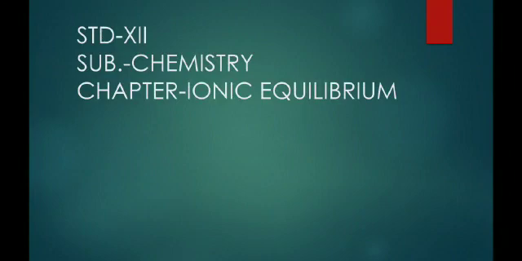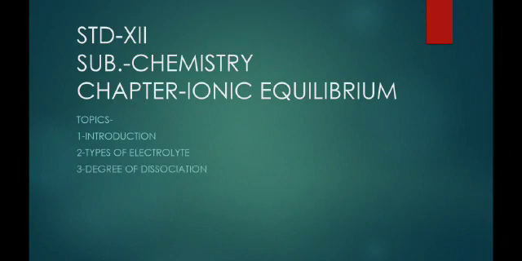Now, I will start a new chapter. This is ionic equilibrium. In this chapter, I will cover these topics: introduction part, then types of electrolyte, degree of dissociation, acid and bases. So I will cover these topics in this video: introduction, types of electrolyte, degree of dissociation, and acid and bases.